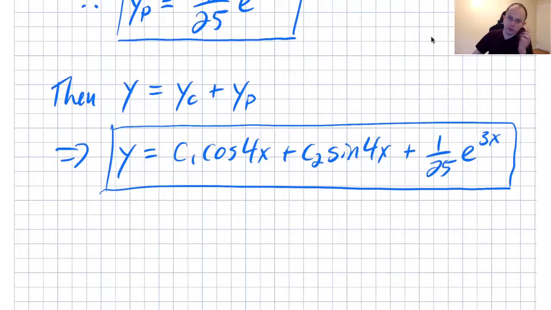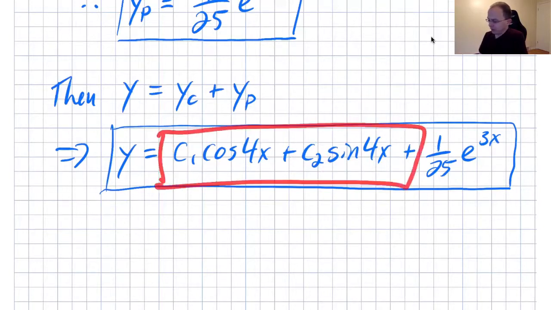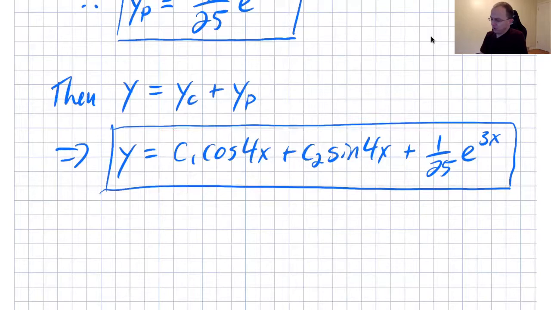If we had some initial conditions, we would use those initial conditions to determine these coefficients C1 and C2. And that's the purpose of this term here, really. It's because we could get any kind of initial conditions, so we want to find a general form of the function which can satisfy any possible initial conditions that we are given. So this is the general form.